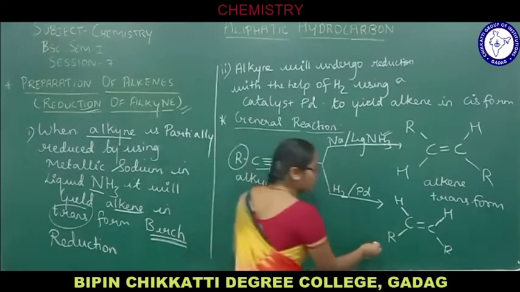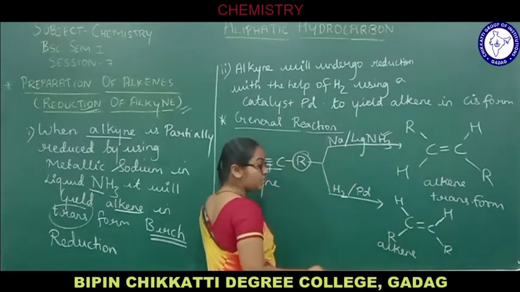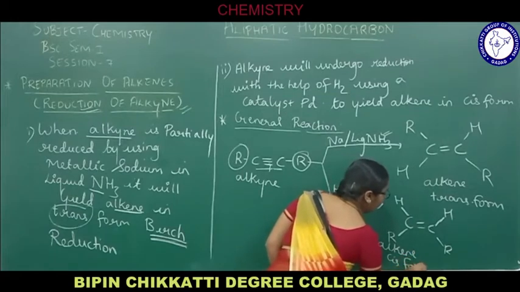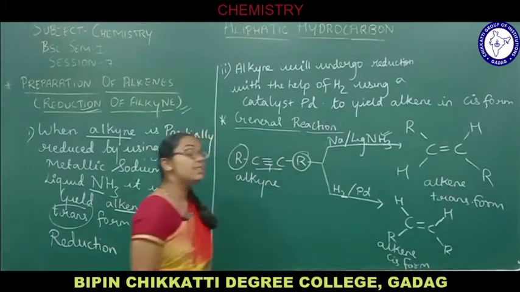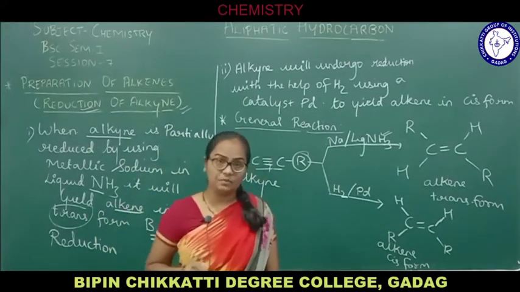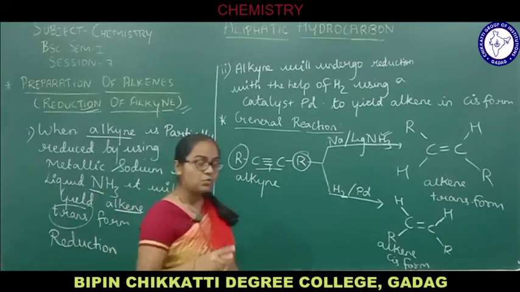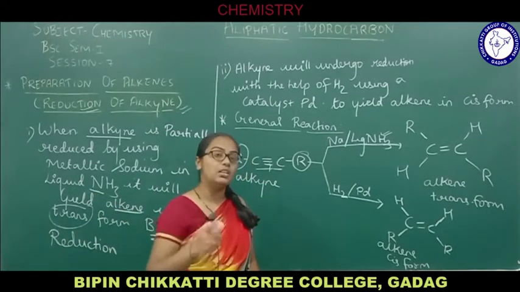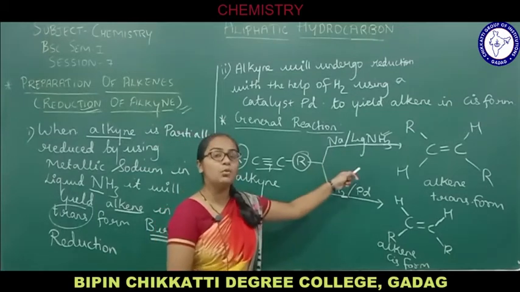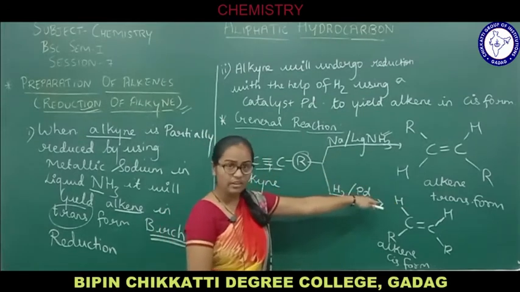So the alkene which has formed will possess the cis form of stereochemistry, cis form, okay. So this is how the alkyne will undergo reduction by utilizing two important components. First, the alkyne will undergo partial reduction in the presence of metallic sodium in liquid ammonia to yield a product which has a trans form, right?